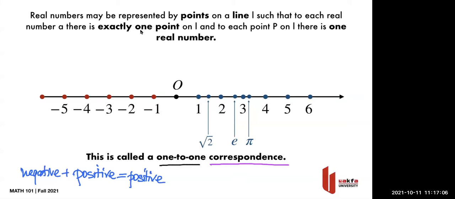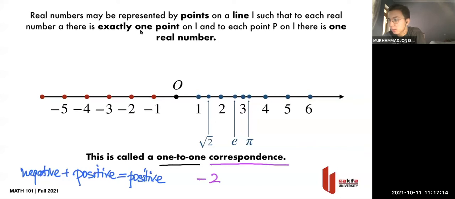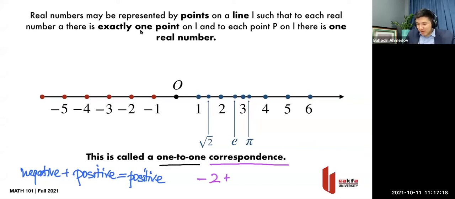Yes, it's when the positive is bigger than the negative. Just give me example numbers. Yes, like -2 plus 3. Minus 2 plus 1, right? Minus 2 plus 1 is going to be -1, right? This doesn't work. You know what I mean? So this is not an example. This is a counterexample.